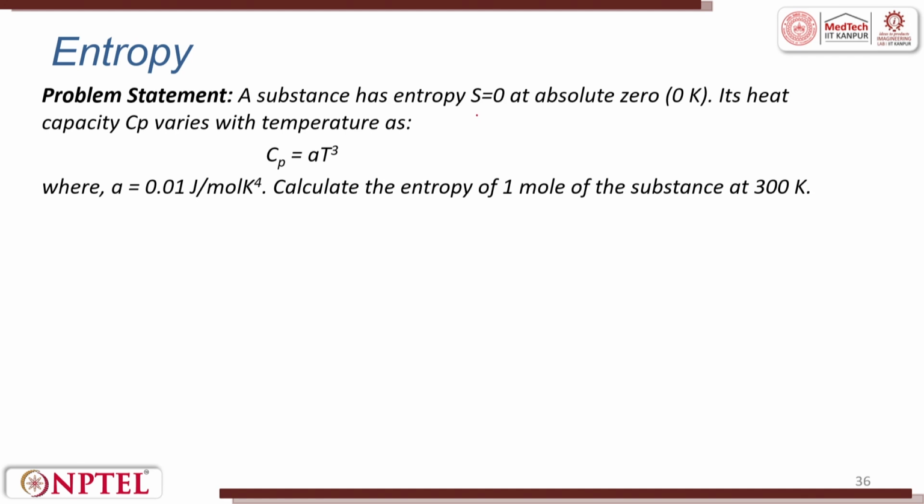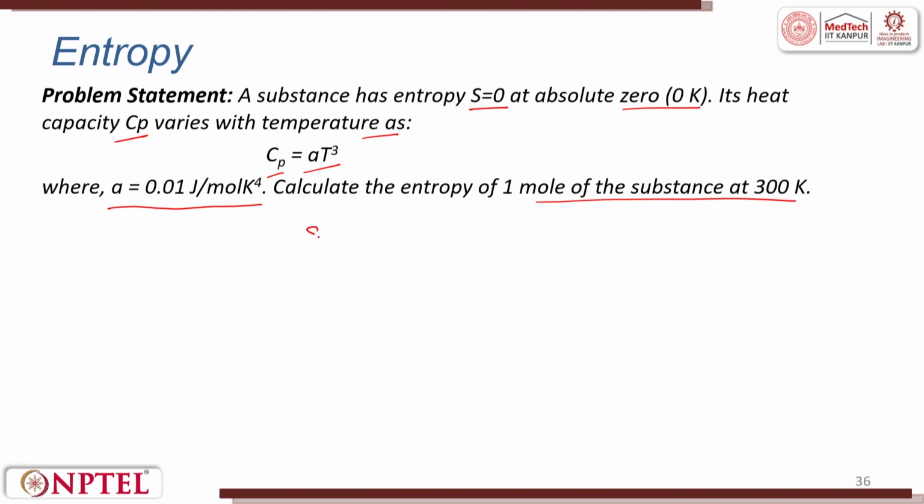A substance has an entropy S equal to 0 at absolute 0. Its heat capacity Cp varies with temperature as Cp is equal to A T power 3, where A is equal to 0.01 joules per mole Kelvin to the power 4. Calculate the entropy of 1 mole of the substance at 300 Kelvin.